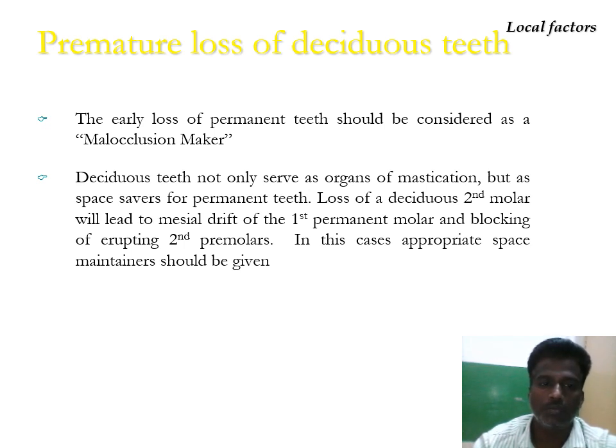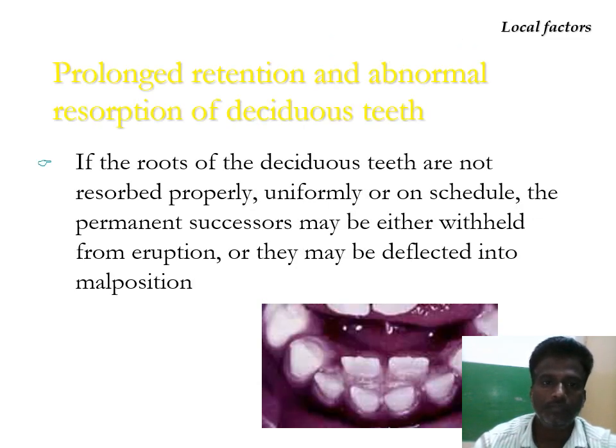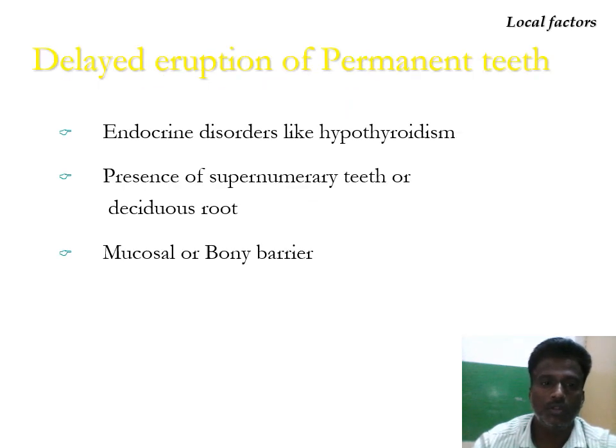Loss of the deciduous second molar will lead to mesial drift of the first permanent molar and blocking of the erupting second premolar. In these cases, appropriate space maintenance should be given. It may lead to mesialization of first molars. Prolonged retention and abnormal resorption of deciduous teeth: if the roots of the deciduous teeth are not resorbed properly, uniformly, or on schedule, the permanent successor may be either withheld from eruption or deflected into a malocclusion.